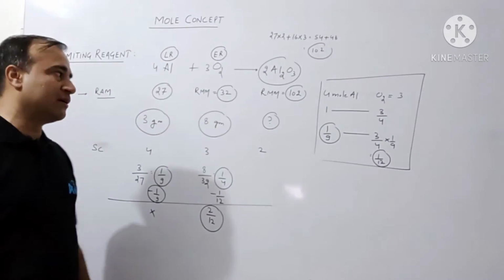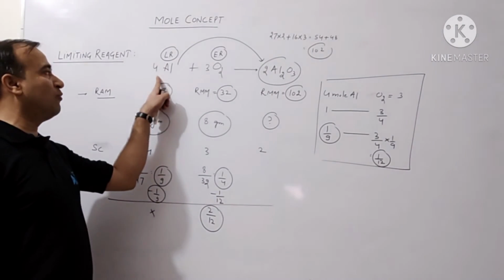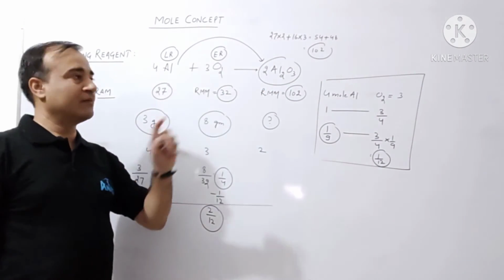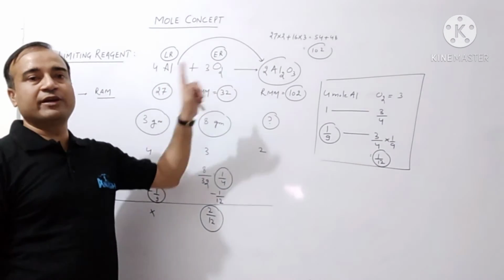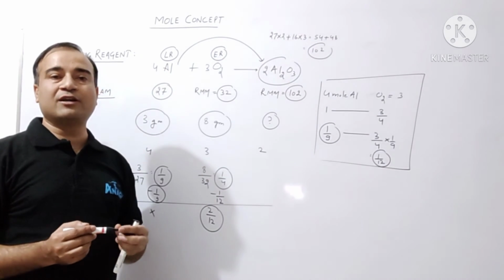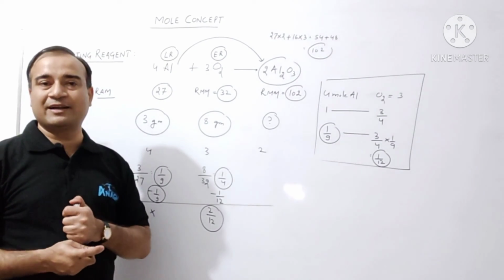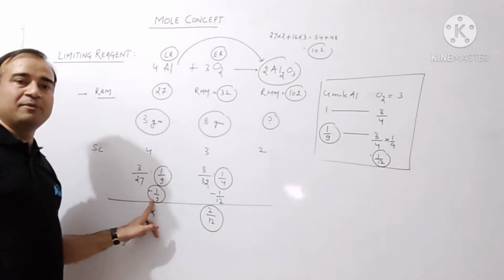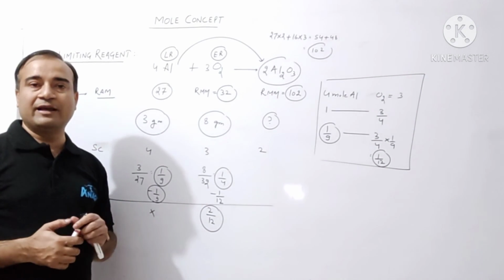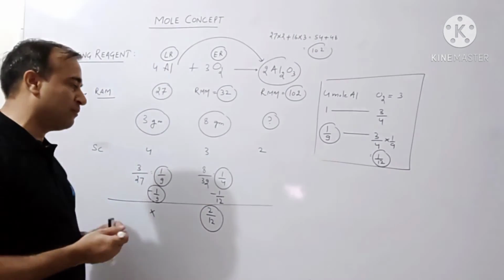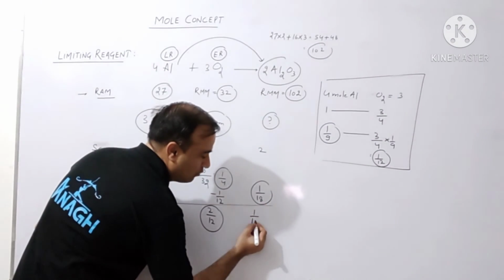And in the case of product, the limiting reagent determines the amount of product. As we know, 4 moles of aluminium is going to react in order to produce 2 moles of Al2O3. It means the number of moles of Al2O3 formed will be half of the amount of aluminium reacted. So if 1/9 moles of aluminium is going to react, how many moles of Al2O3 will be formed? Half of it. 1/9 divided by 2 is 1/18. 1/18 moles of Al2O3 will be there.